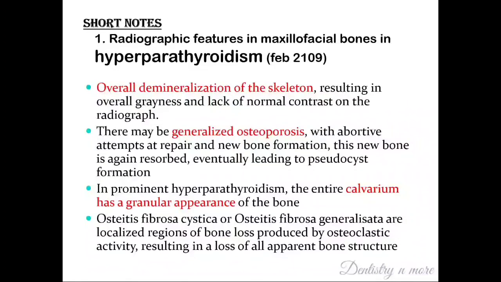Next, a short note that can be asked is the radiographic features in hyperparathyroidism. You see an overall demineralization of the skeleton, resulting in grayness as well as lack of normal contrast in the radiograph. So there is a generalized osteoporosis with abortive attempts at repair as well as new bone formation, leading to new bone being resorbed and then to pseudocyst formation. The generalized form of hyperparathyroidism that you see is osteitis fibrosa cystica, with localized regions of bone loss produced by osteoclastic activity, leading to a loss of all apparent bone structure.